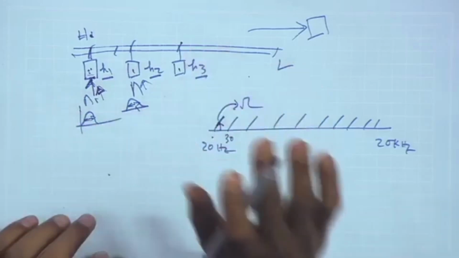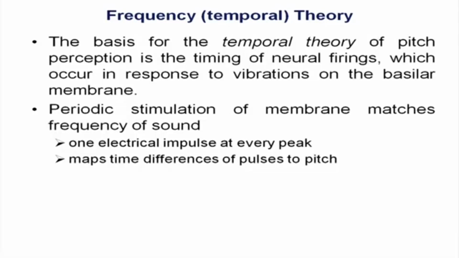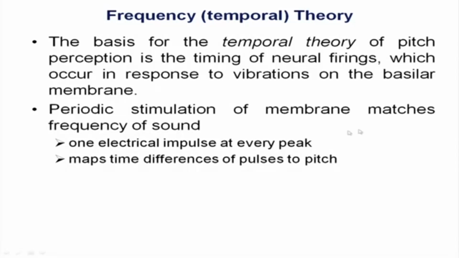So, there are two theories. One is called the temporal theory, or temporal frequency theory, and another is called the place theory. The first, the basis of the temporal theory of pitch perception, is the timing of neural firing, which occurs in response to vibration of the basilar membrane. Timing of the neural firing is perceived as a frequency. So, periodic stimulation of the membrane matches the frequency of sound, with one electrical impulse at every peak.